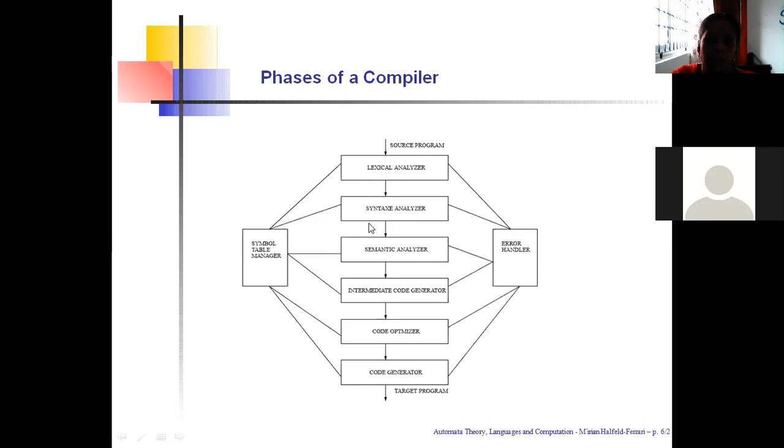So the first is lexical analysis, the second is syntax analysis, then semantic analysis. After these three, your front end part is over, and you will get the intermediate code. That is done by the intermediate code generator. After that, you have the synthesis phase, that is code optimization and code generation. Then finally, you get the target program.